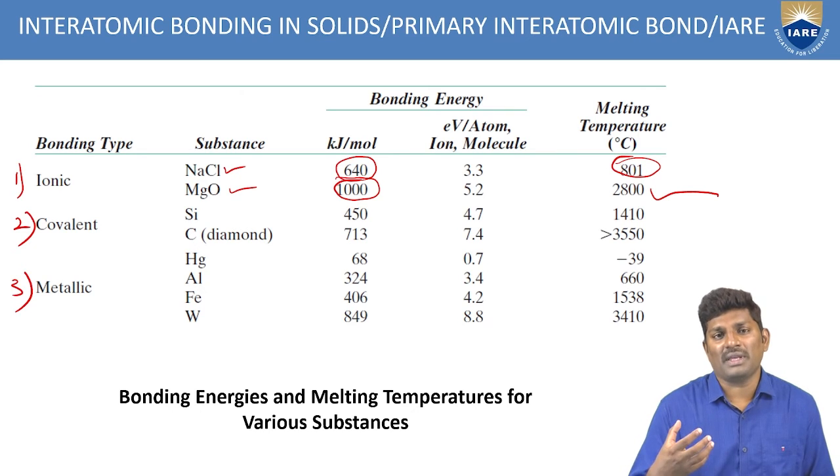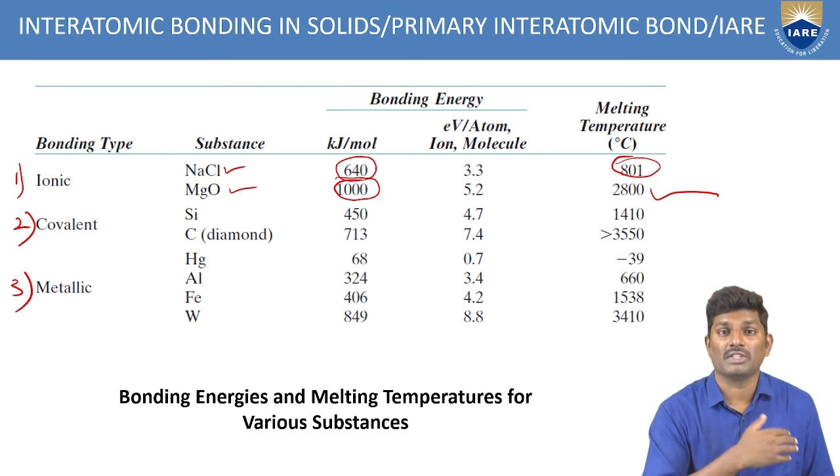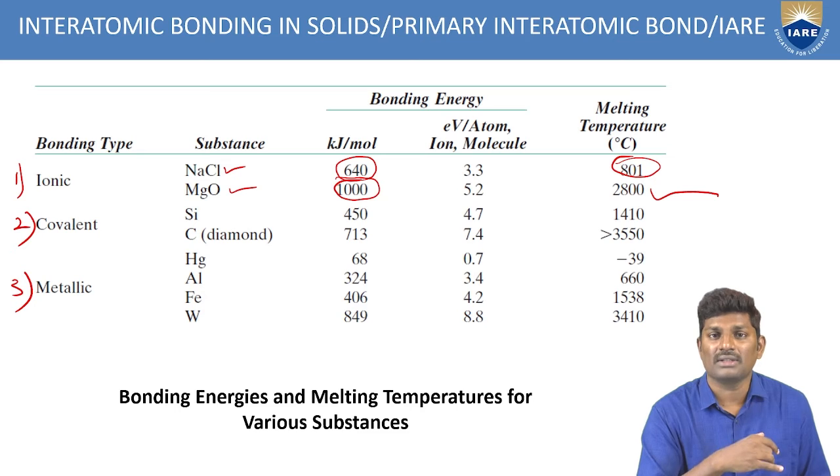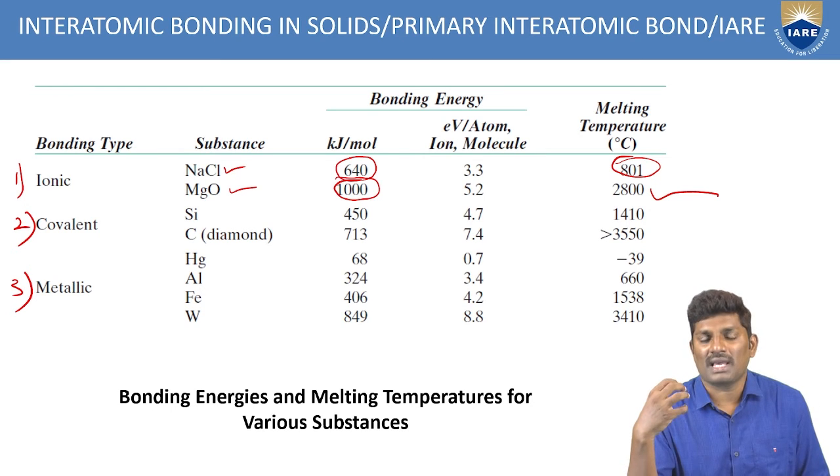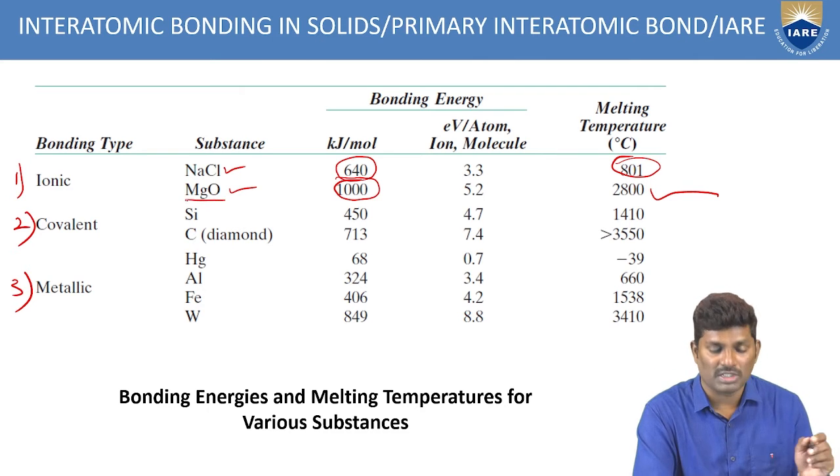So in any application where a high amount of heat is supplied to the material, and the material has to withstand up to 2500 degrees centigrade, then you can go with magnesium oxide. You can't go with NaCl, because its melting temperature is very low, 800 degrees centigrade. So if you want a good heat-resisting material above 2500 degrees centigrade, you have to go with magnesium oxide.